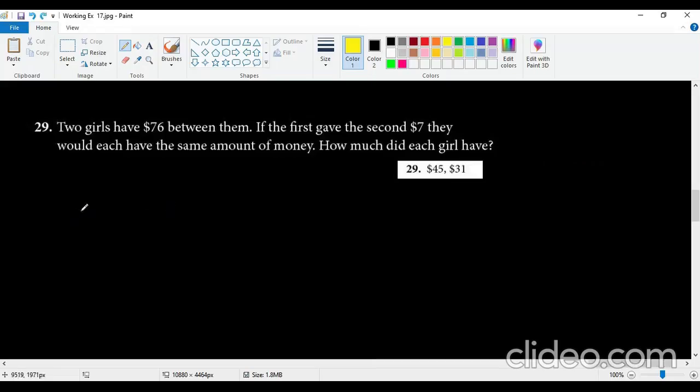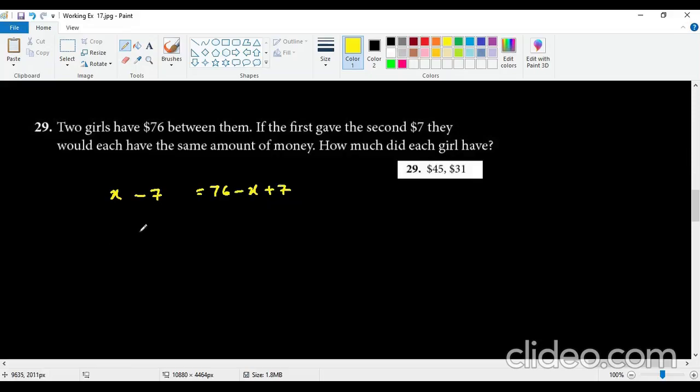Question number 29 says two girls have $76 between them. If the first gave the second $7, they would each have the same amount of money. How much did each girl have? Now, this is a tricky question in which the first girl has an unknown value, which is x, and when we add the values of both of them, it's going to be 76. Now, the second girl has 76 minus x. Now, if this girl gives 7 to this one, it's going to be added to this one.